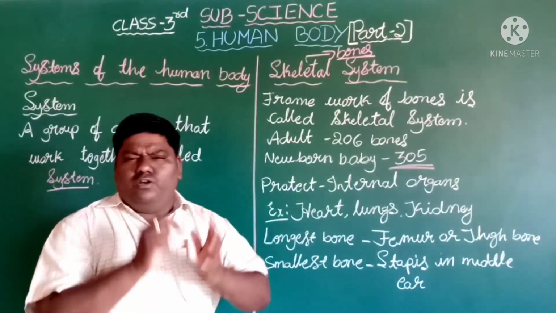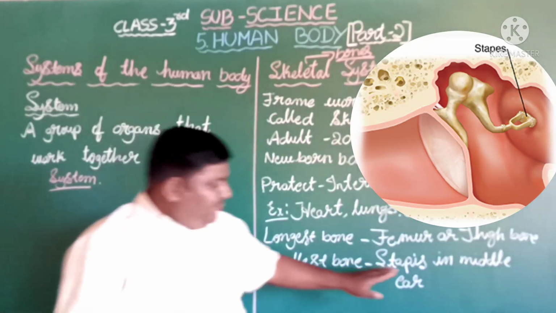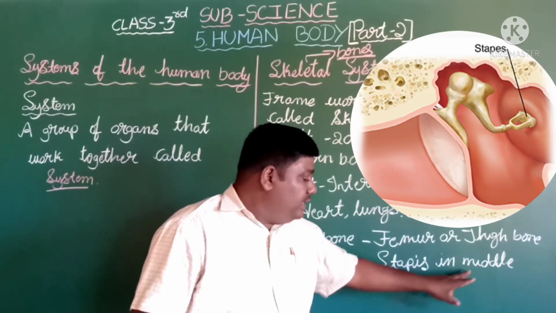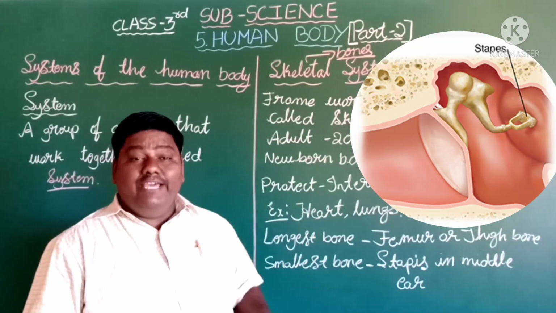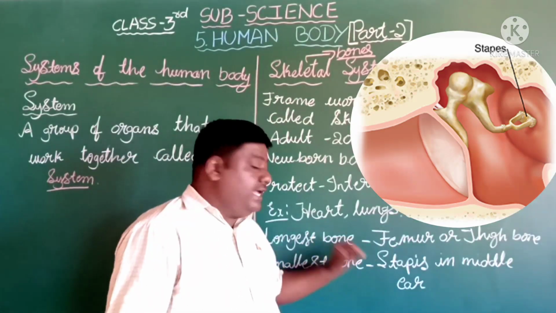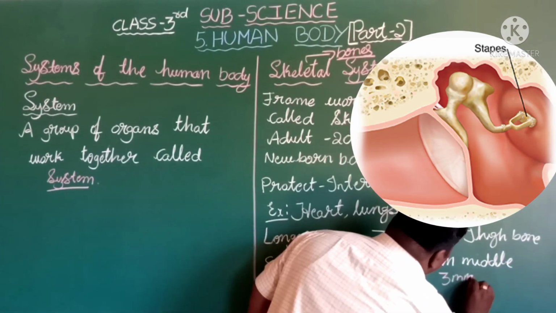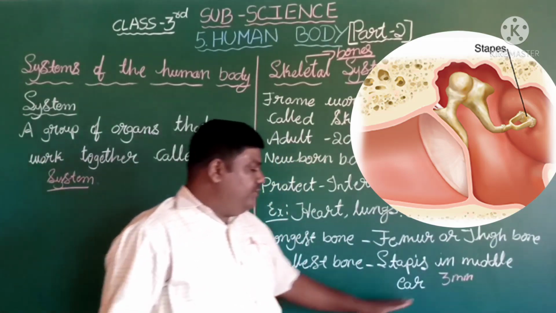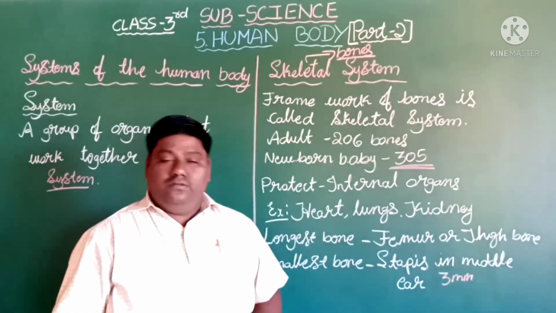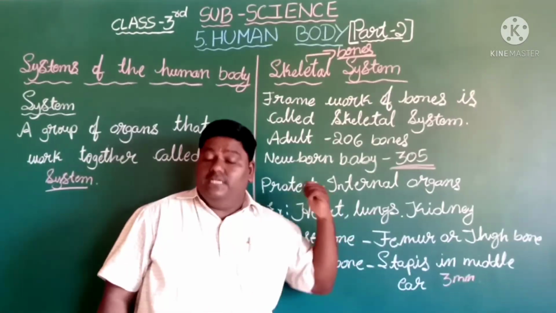Next, which is the smallest bone in our body? The smallest bone in our body is the stapes. The stapes bone is located in the middle ear. The size of the stapes bone is 3 millimeter. What is the measurement of the stapes bone? 3 millimeter. Dear children, this is about the skeletal system.